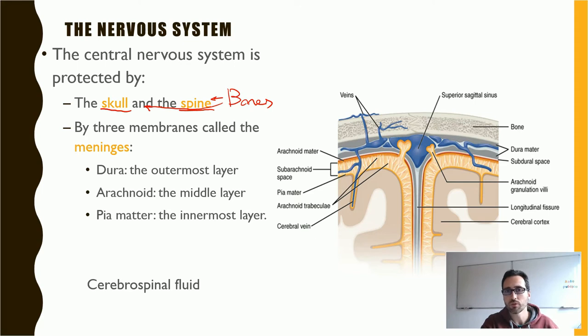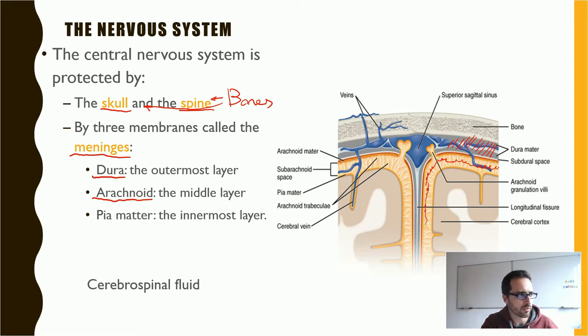But also we've got three different membranes that are covering the encephalon and the brainstem. These are called the meninges. We've got three kinds of meninges. The dura is the outermost layer. The dura mater is this membrane up here. The arachnoid, which is in the middle, is this structure here. It's like a spider web, so for that it's called the arachnoid.